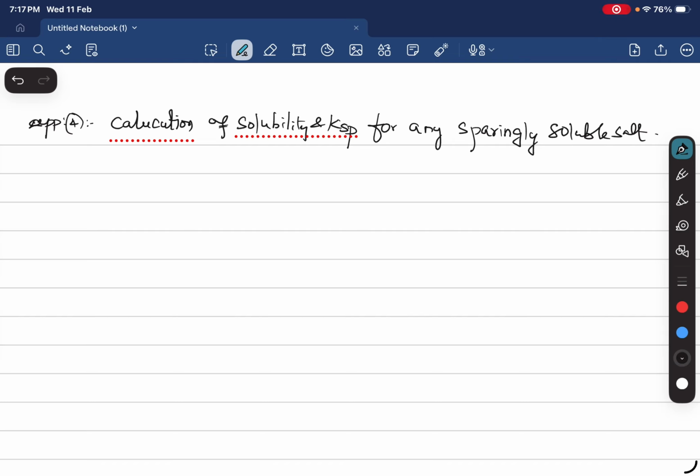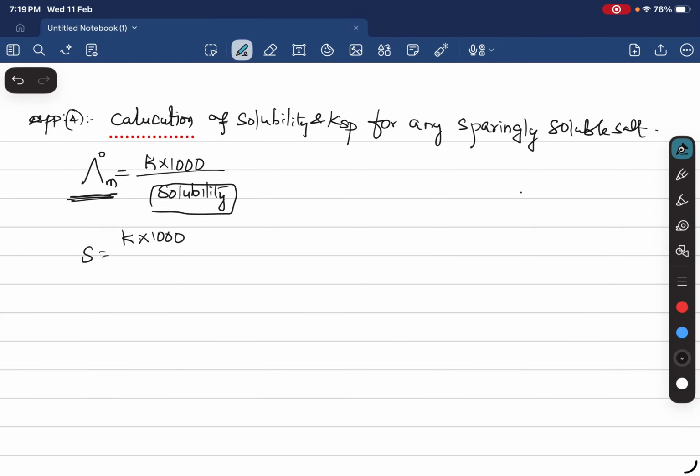For them, how do we calculate KSP value? Lambda m equals to K into 1000 by molarity. In the place of molarity, we can take solubility for this kind of electrolytes. So lambda m can be written as lambda m naught equals to K into 1000 by solubility. So what we can conclude? Solubility S equals K into 1000 by lambda m naught. This is how you can get S, so that can be used to find KSP.